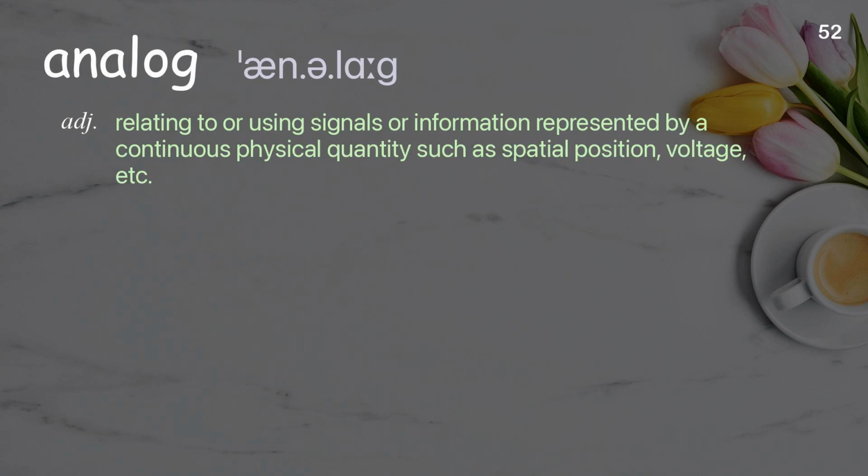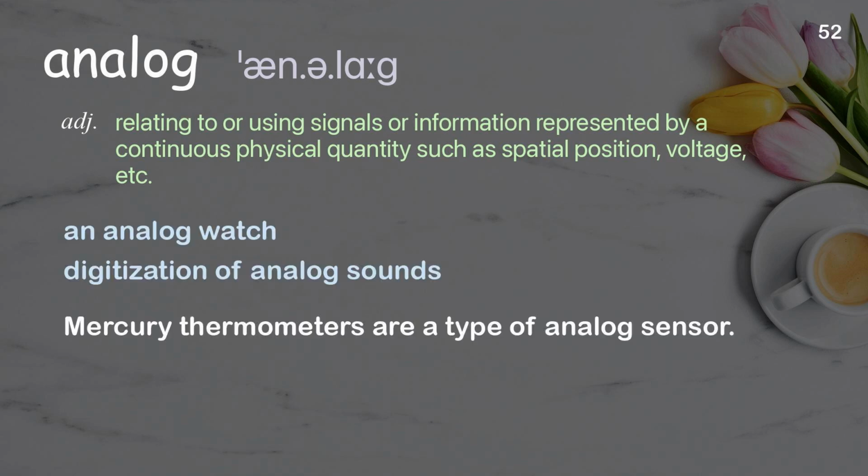Analog: relating to or using signals or information represented by a continuous physical quantity, such as spatial position, voltage, etc. Examples: an analog watch, digitization of analog sounds. Mercury thermometers are a type of analog sensor.